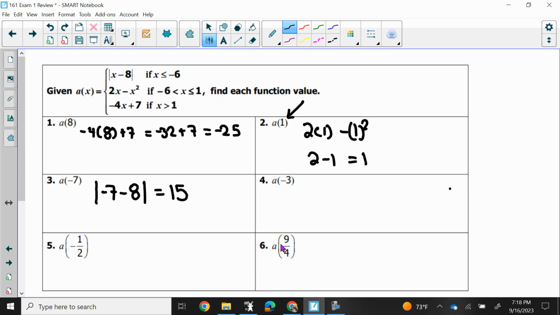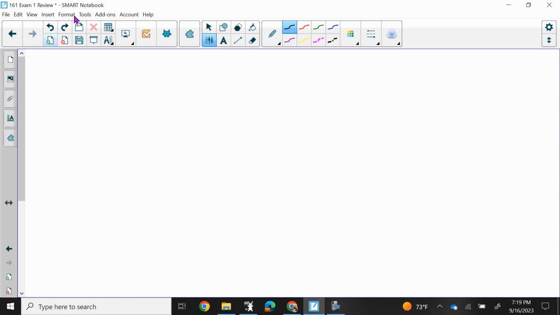A couple other things that I wanted to talk to you about. I'm going to do a couple of things. I'm going to do some combinations of functions, and I'll do a line that passes through a point. So first of all, we have the difference quotient.